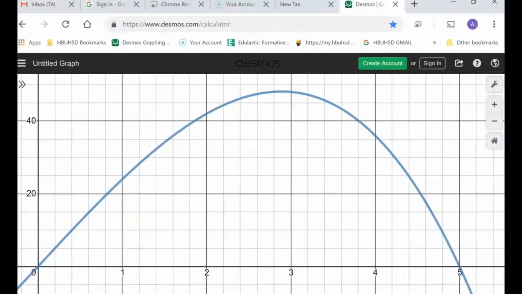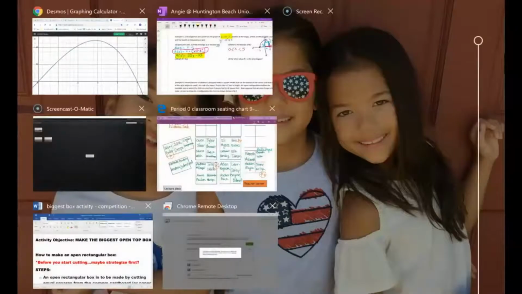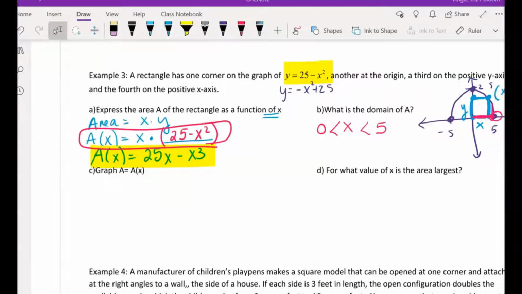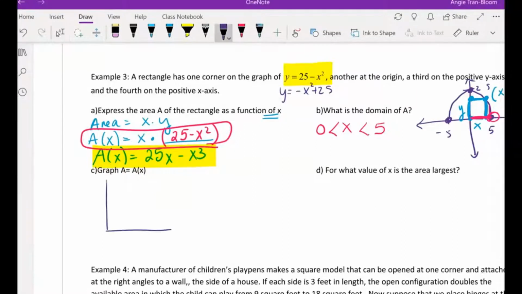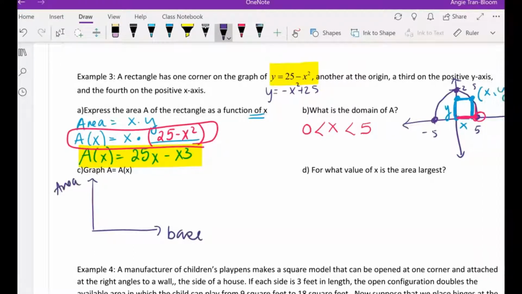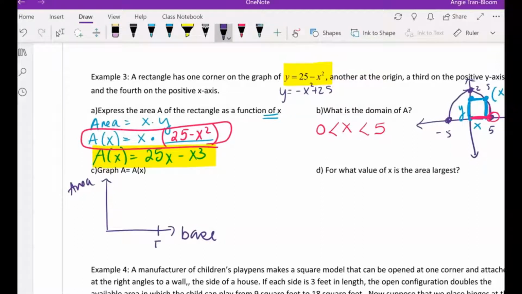Let's go and sketch that out. A parabola, even though the entire function is a cubic, but the applicable part, and you only need to sketch the applicable piece when it comes to an application. So X represents the base, Y represents the area, and based on our little sketch, the max you can go is 5, like that, okay?